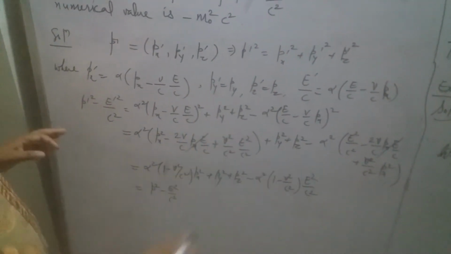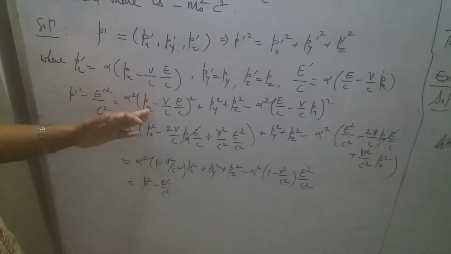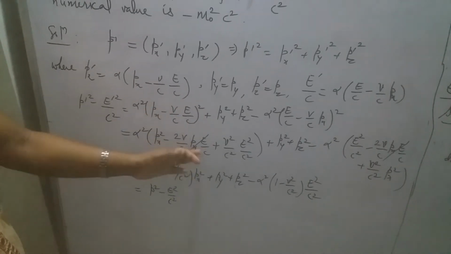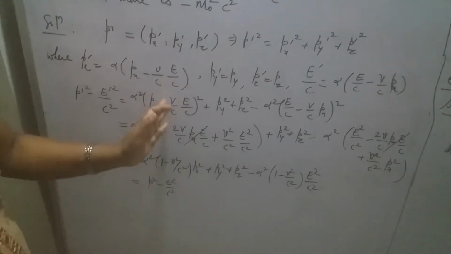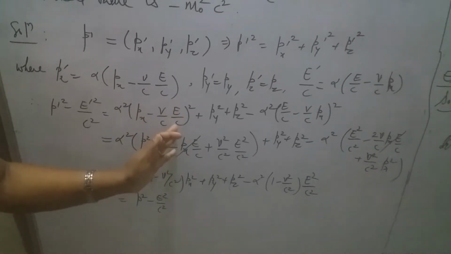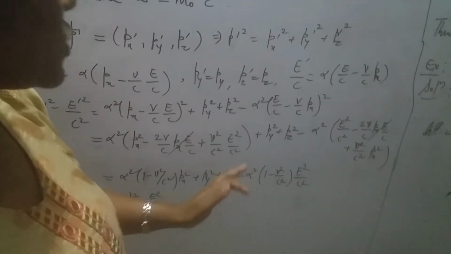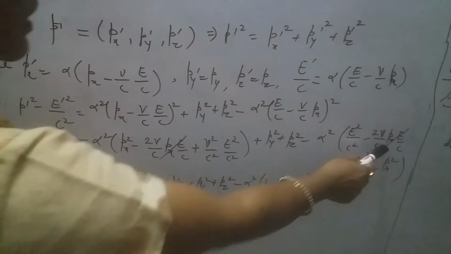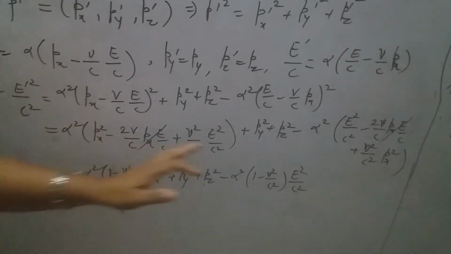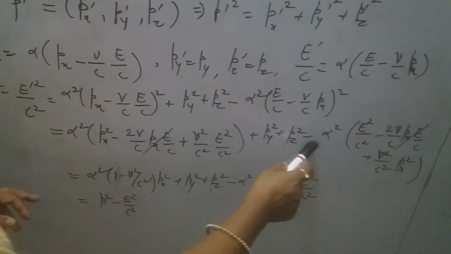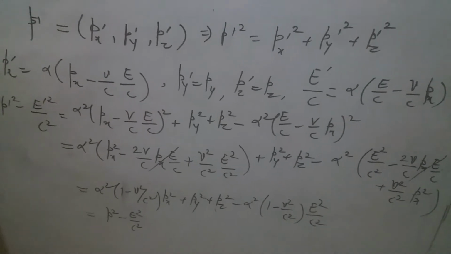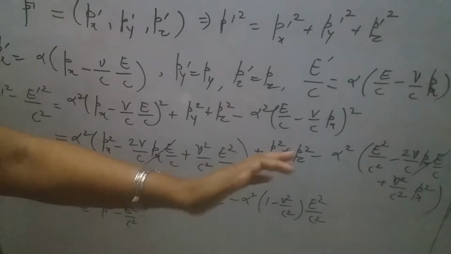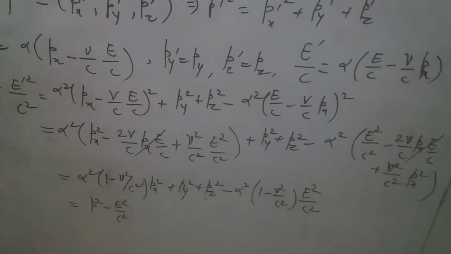Now we simplify this using the whole square formula. We will get px square minus 2v by c into e by c into px plus v square by c square, e square by c square, plus py square, pz square as it is. Similarly we solve this square, we will get this. You will find that these two terms are the same with negative sign, so we can cancel them. Now we collect the same type of terms, that is terms of px square, py square, pz square and e square by c square.